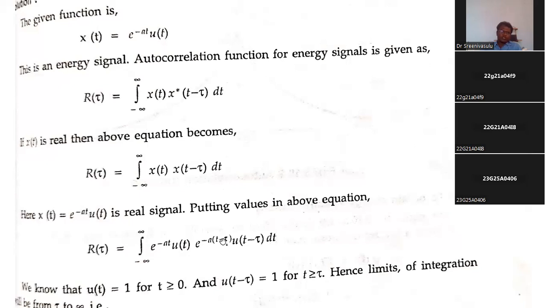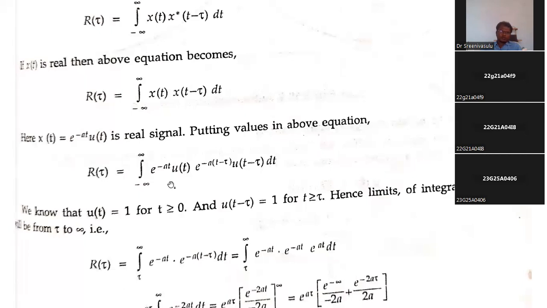Here, wherever we have t, t is going to be replaced with t minus tau, u of t minus tau. Now, you know what the limits of u of t minus tau are? What is u of t? u of t is 1 for time t greater than or equal to 0. What are the limits for u of t minus tau? u of t minus tau is 1 when t minus tau is greater than or equal to 0, that is, t is greater than or equal to tau.